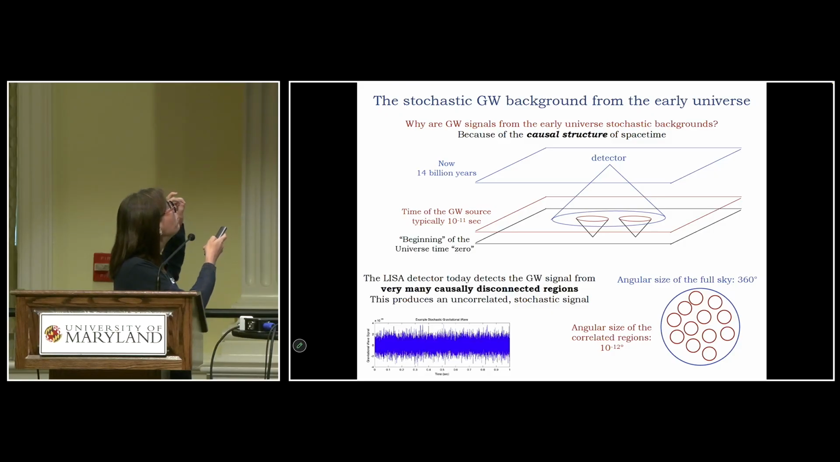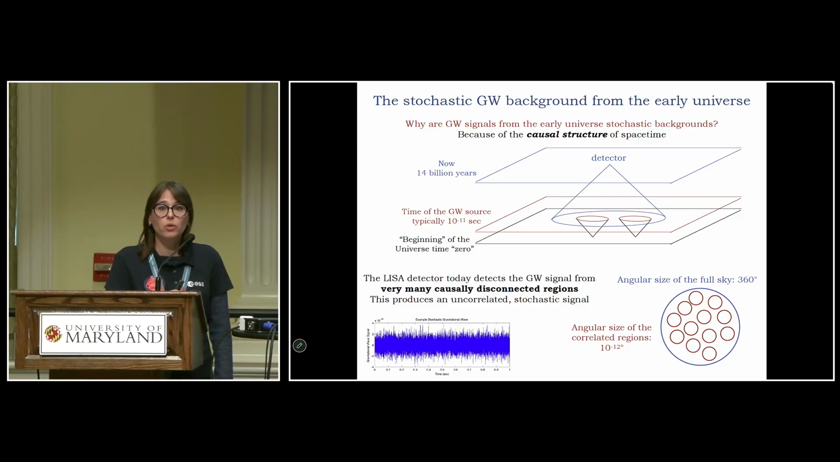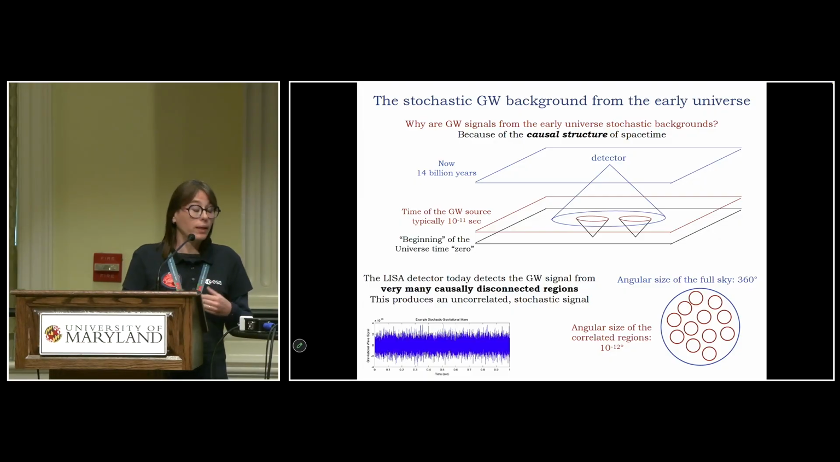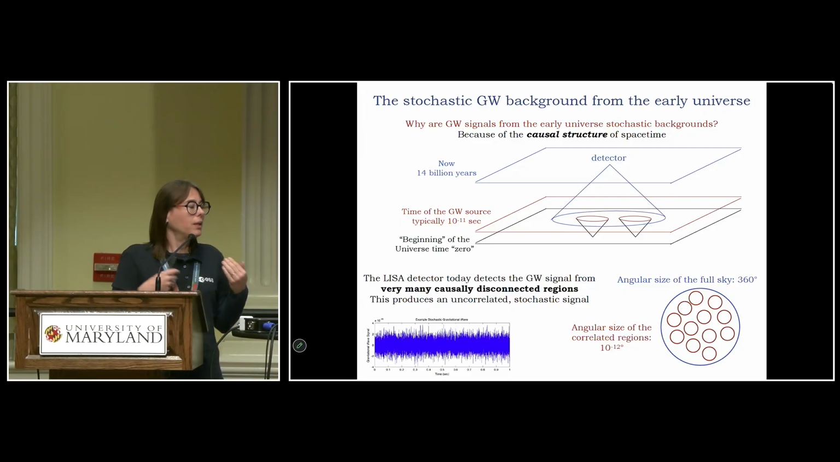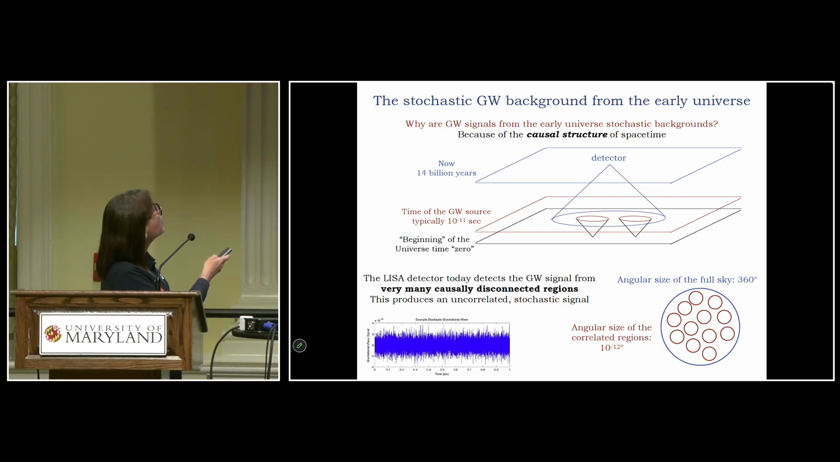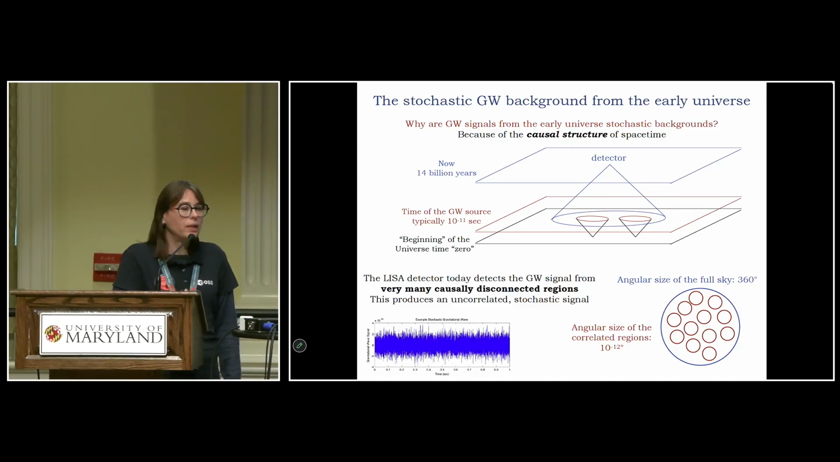Because from the beginning of the universe, time zero, there was only a finite time to put regions in causal contact. Okay? So if we look at the angular size of the sky today, with respect to the angular size of the correlated regions from a source of gravitational waves at this early epoch, there are about 10 to the 24 causally correlated regions in the field of view of LISA, which is not 360 degrees, it is about 10 degrees squared. Okay? But still, what LISA will access is the gravitational wave signal from very many causally disconnected regions. And this clearly produces an uncorrelated stochastic signal.